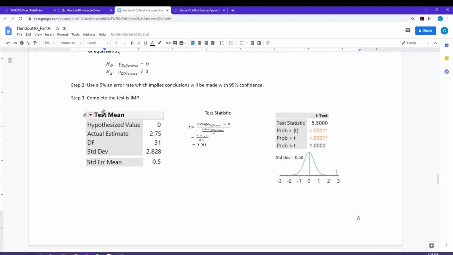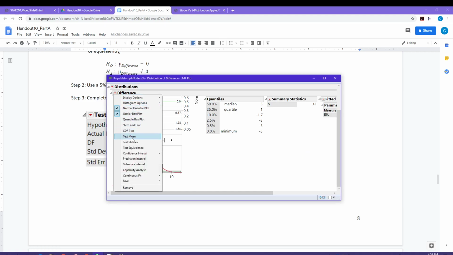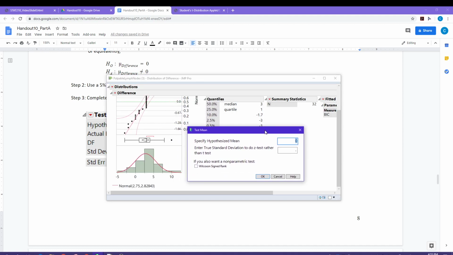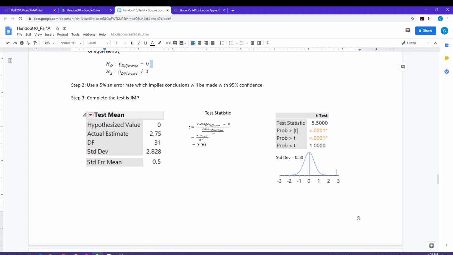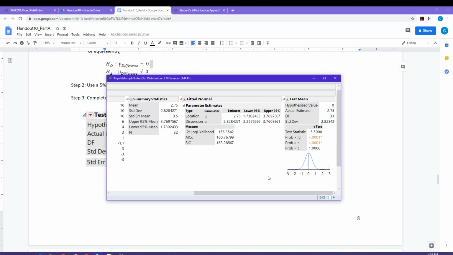To get the test, all I need to do is, from my drop-down menu, select Test Mean. So let me show you where that's at. From my drop-down menu here, select Test Mean. And the value that I want to put in here is indeed 0. 0 is the value that I want to be testing. This value that goes in this box is the value that's in the null hypothesis here, which is 0. Go ahead and say OK, and my output will be provided over here on the right side.